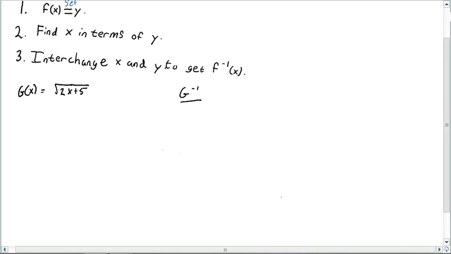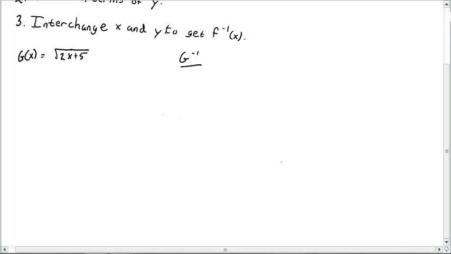So now in order to do that, let's do the three-step process. So the first step is to write y in terms of g of x. So we have g of x is equal to y, which is equal to the square root of 2x plus 5. And then what we need to do is simple algebra to find out what x is in terms of y. So we square both sides, so we have y squared, and that's from squaring both sides. We subtract 5 from both sides, so we have y squared minus 5, and divide both sides by 2.